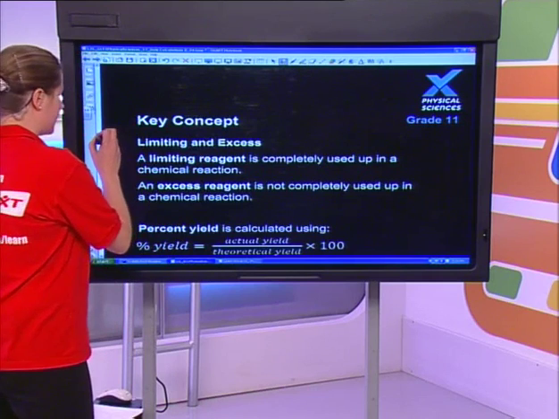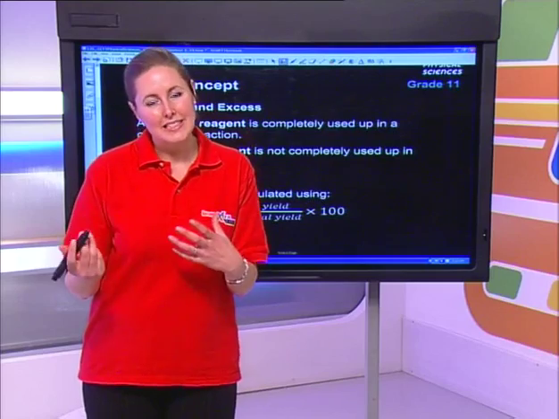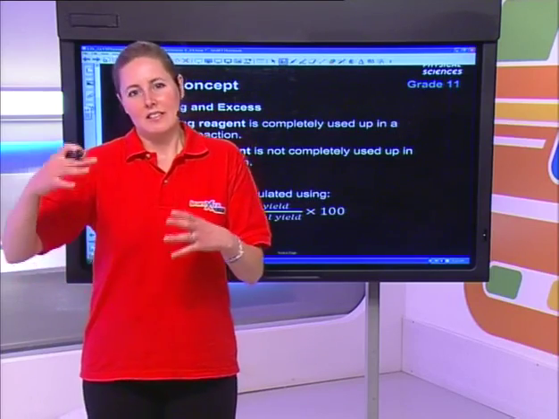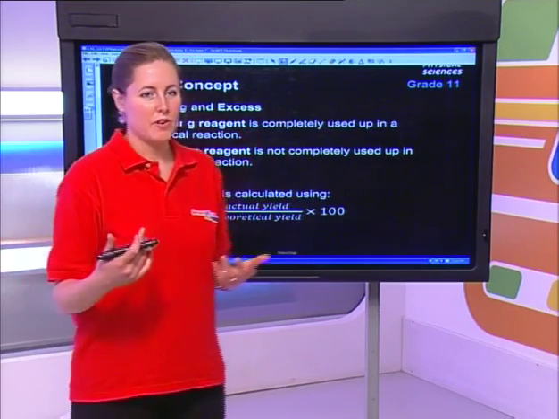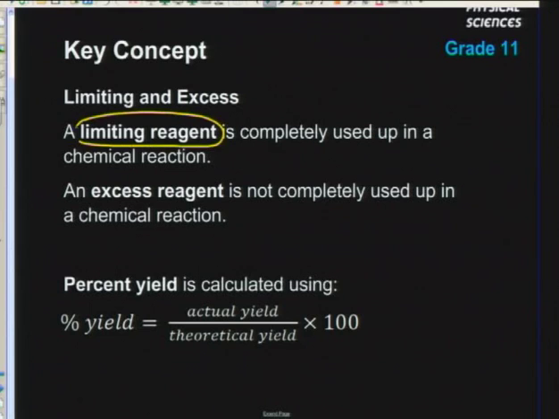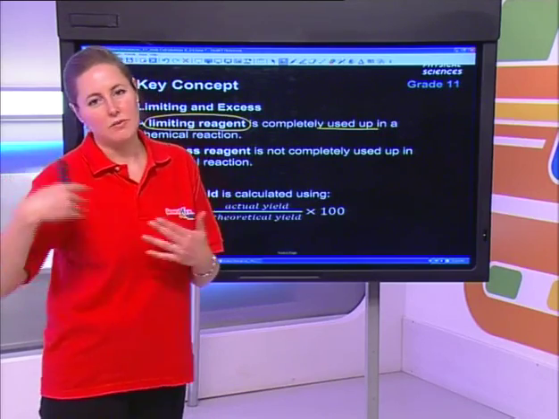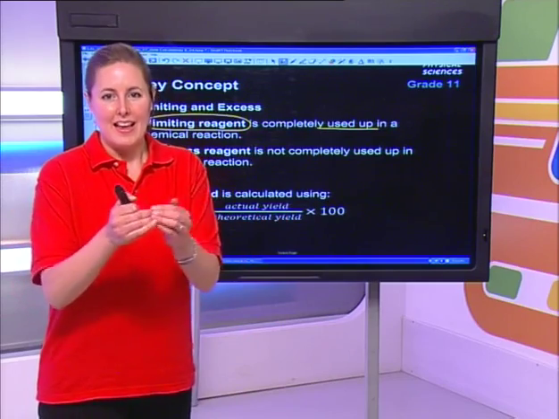A limiting reagent is completely used up in a chemical reaction, and that makes sense in terms of what the wording means. Limiting is referring to holding something back, okay? It limits something going any further. And what actually happens is that a limiting reagent gets used up completely. So there is no more of it to react any further, and so it holds up the reaction from going any further. Nothing more can be produced because this thing is finished.